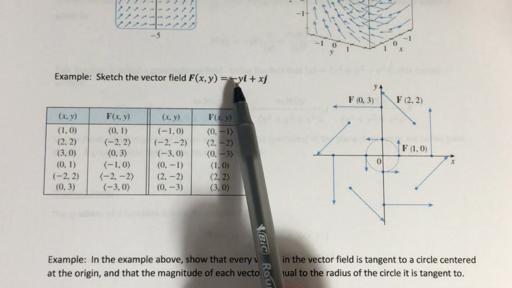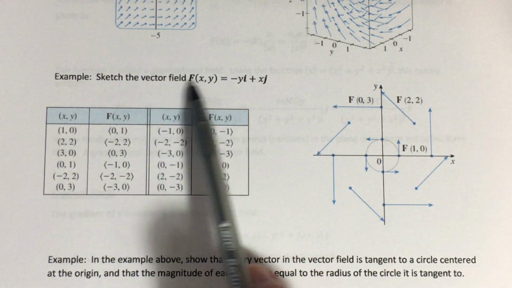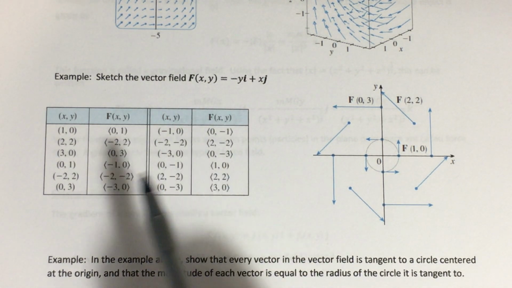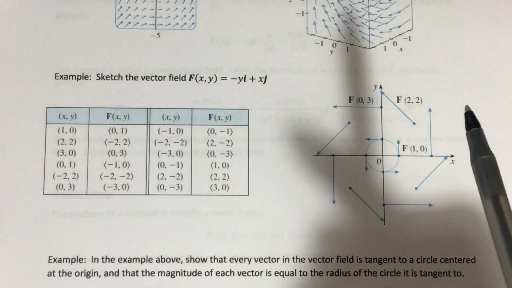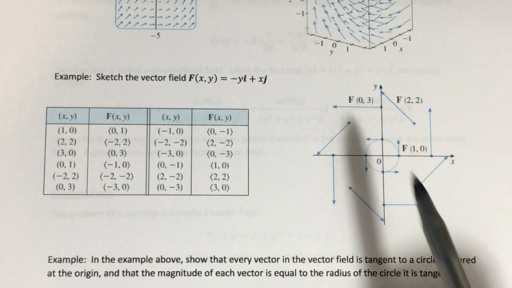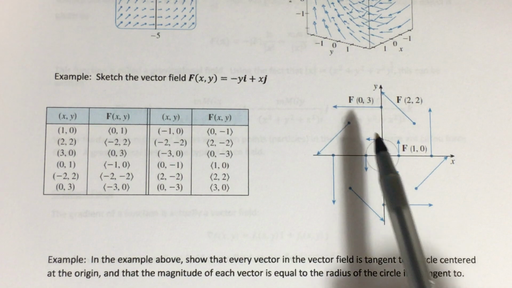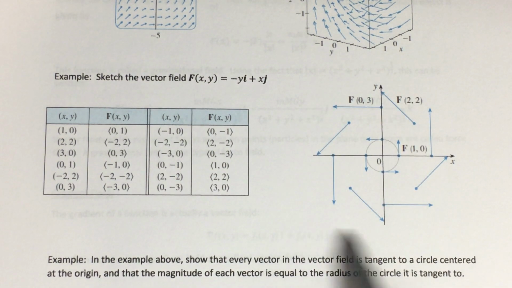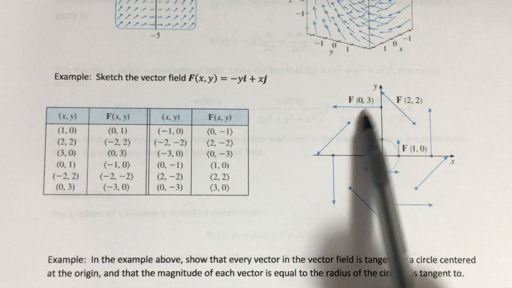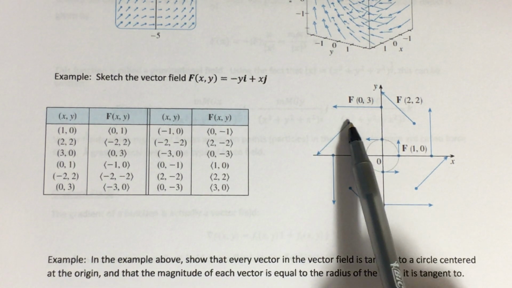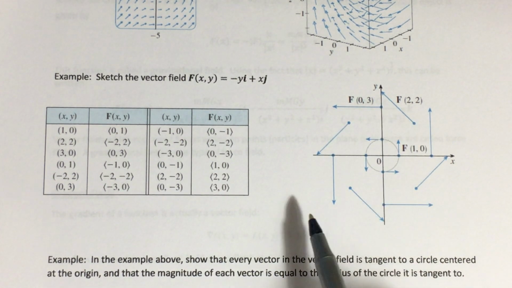So in order to sketch this vector field, you can't sketch the entire thing because the plane consists of an infinite number of points, which means there would be an infinite number of vectors to draw. Even in a confined region like this, there's still infinitely many points in here. So we're only picking sample points and plotting those vectors.